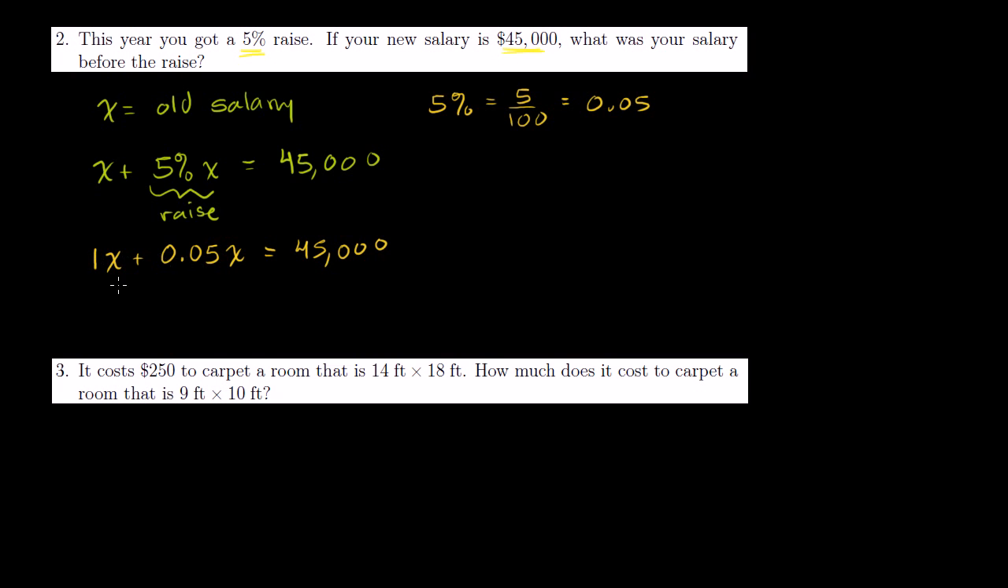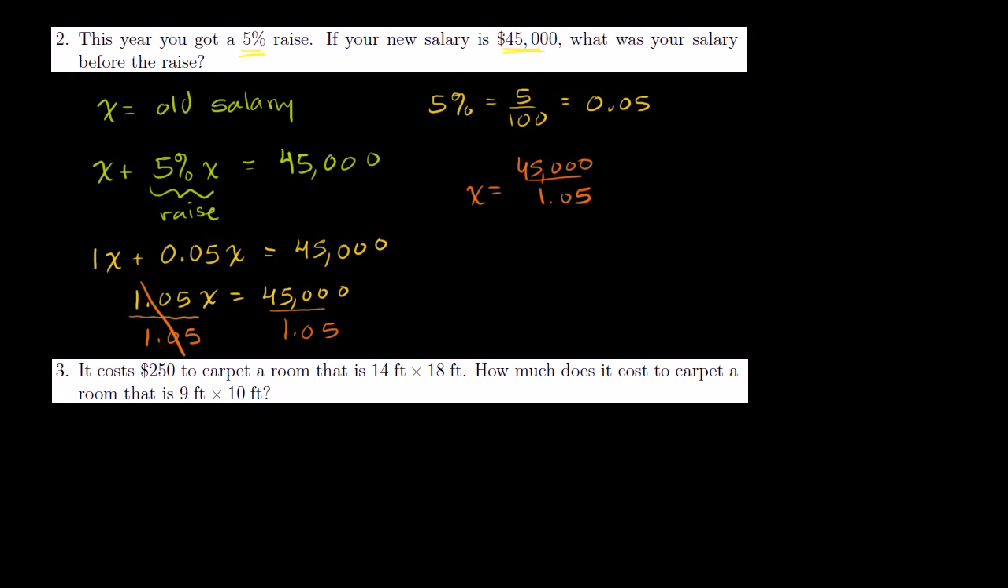You can add the coefficients. So you add those two, you're going to get 1.05x is equal to 45,000. And then to solve for x, we divide both sides by 1.05. These will just cancel out. And we're going to get x is equal to 45,000 over 1.05.